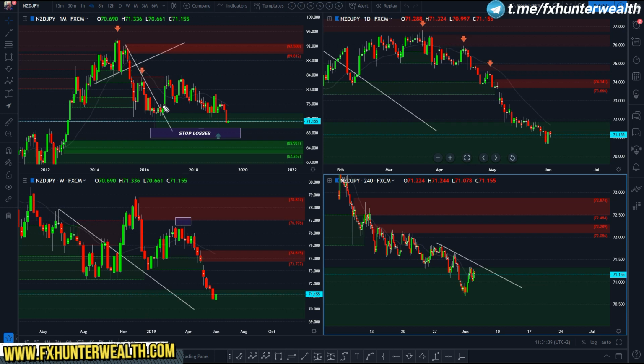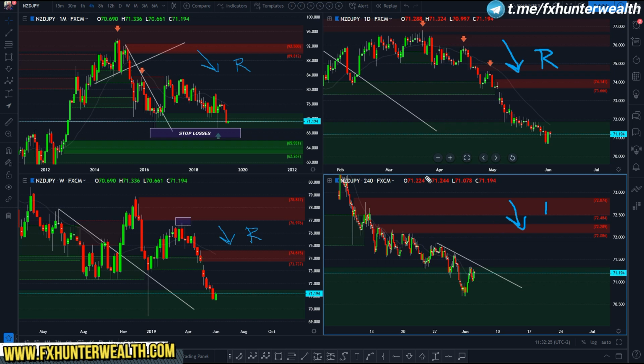So we have a downtrend, but in the range on the monthly. We have a downtrend as well in the range on the weekly. We have a downtrend, but as well it's in this range on the daily, and we have a downtrend on the 4 hours chart. So I would be looking just for the shorts.